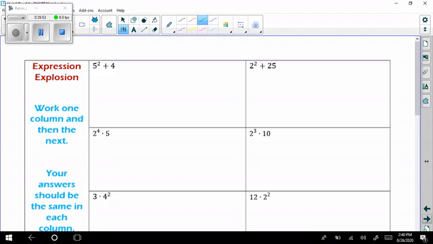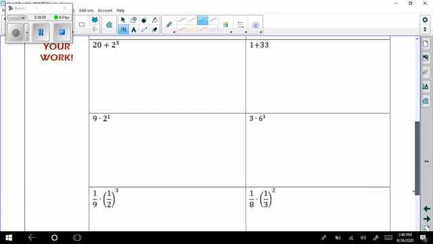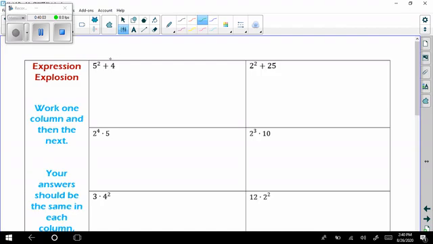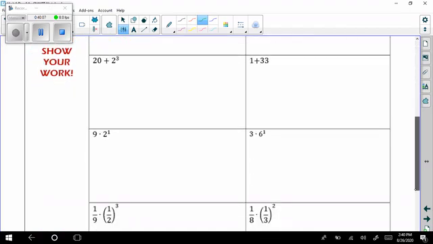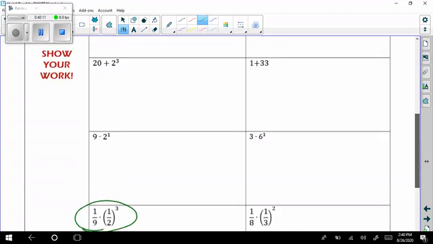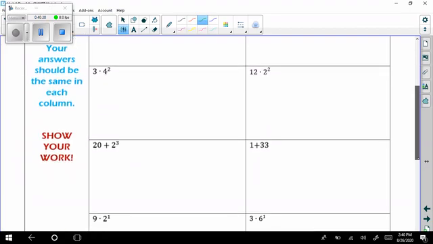Okay, now we have expression explosion. This is probably where you're going to like the order of operations a little bit better because you can actually work with just exponents and it's multiplying or dividing. I'm going to do the first one on the left. I'm going to do this one for you. And I'm also going to do this bottom one for you. That'll give you an idea of what the other side should look like. So if you look at my notes over here, work one column and then the next. So work the left, and the answers on the right should actually match up with the ones on the left.